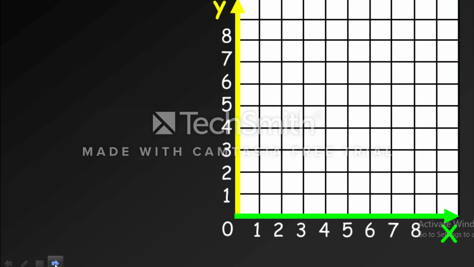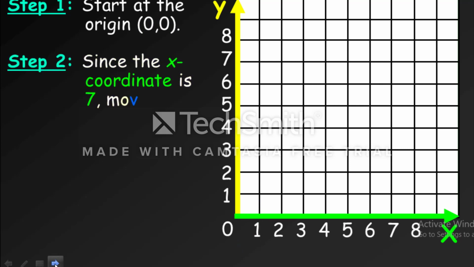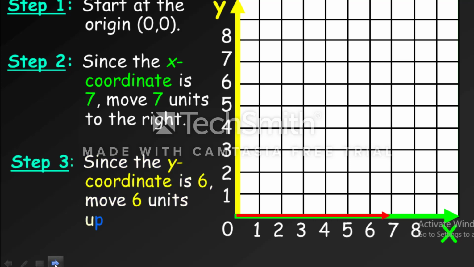Okay, let's have an example. Draw 7 and 6. How to draw 7 and 6? First, start at the origin point. Then, move 7 places starting from the origin point to the right hand side, like what's shown with the red arrow. Third, go up 6 points, and this will be the presentation of my point 7 and 6.